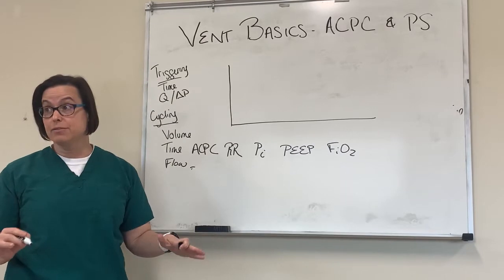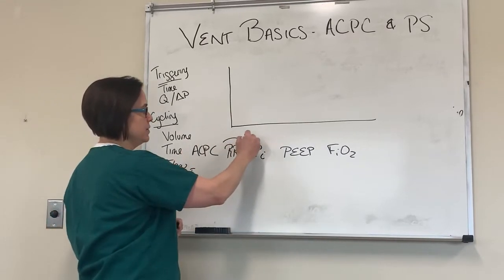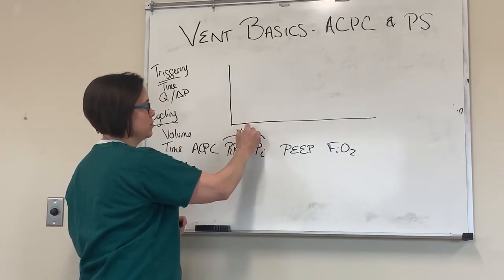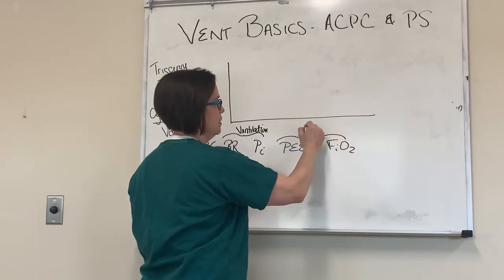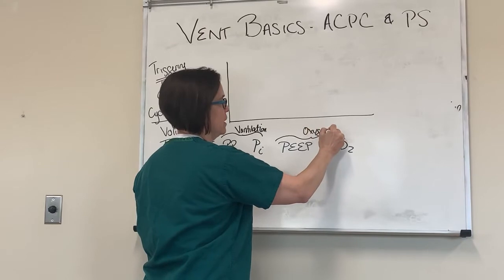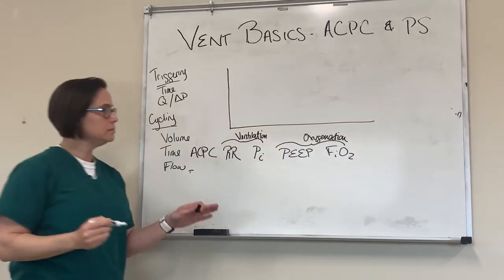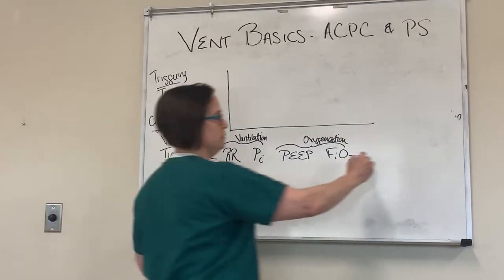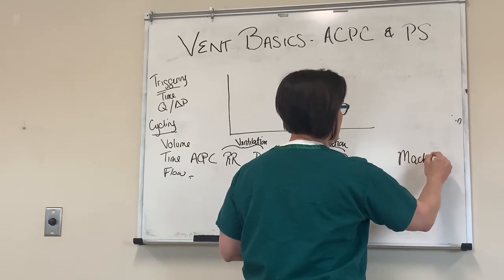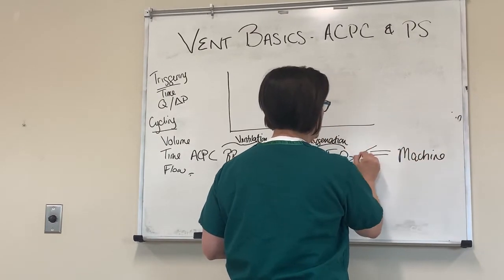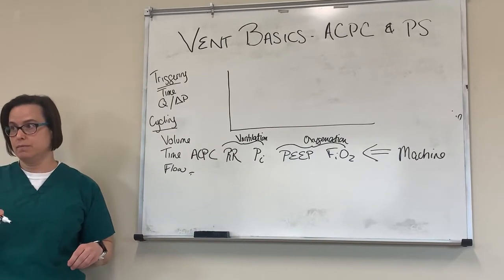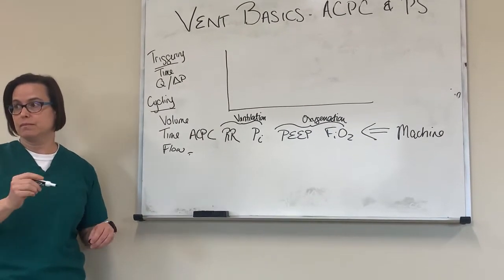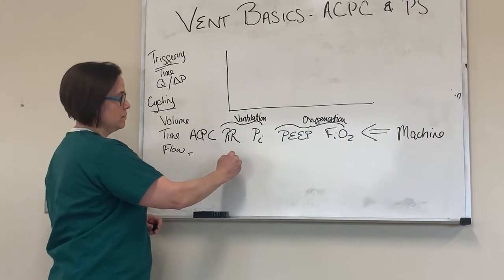Just like we said for ACVC, these two are going to be your ventilation parameters. And these two are going to be your oxygenation parameters. Okay, so that's what the machine's going to do. What do I need to know about what the patient's going to do with it? So you're going to need to know.